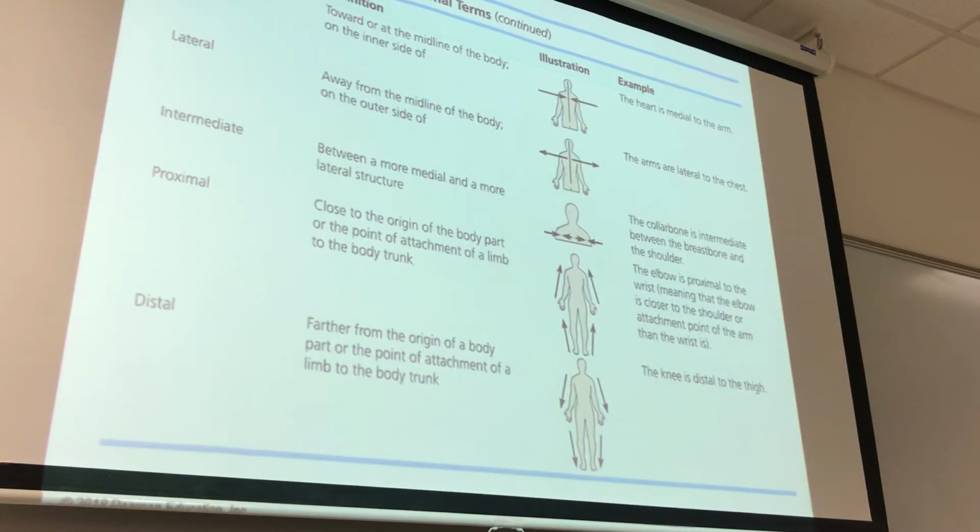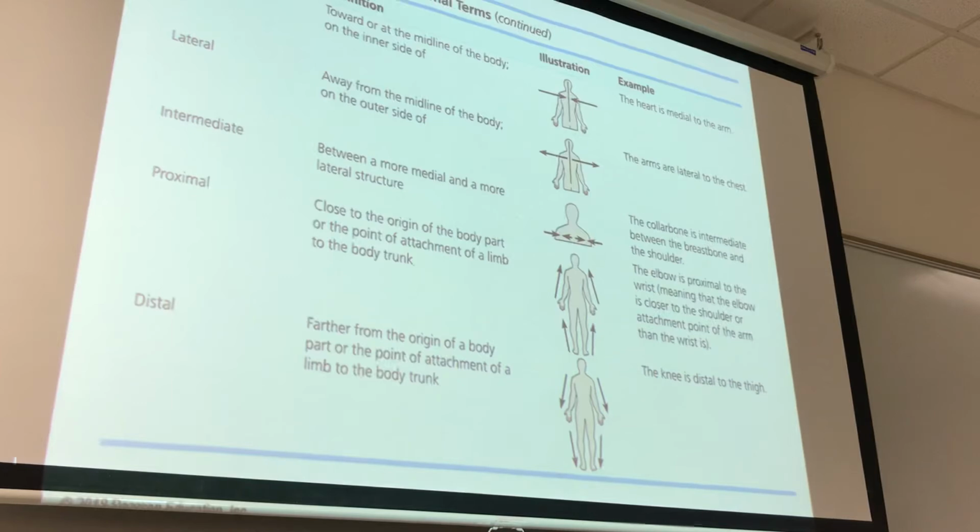So if I'm comparing my elbow to my wrist, my elbow is closer to the shoulder than my wrist is. Therefore, my elbow is proximal to my wrist. My wrist is further away from my shoulder, so my wrist would be distal to my elbow. Does that make sense? Same thing in the lower extremity.